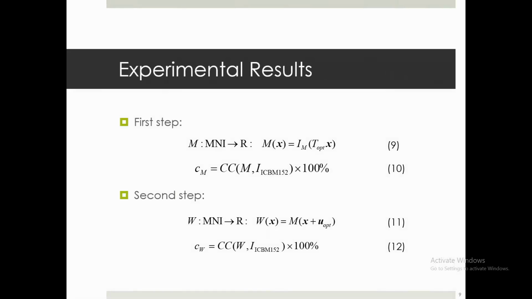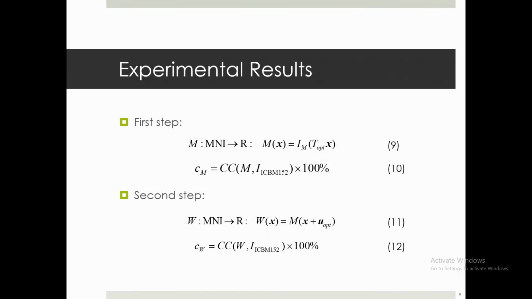So we use the template of the ICBM 152 atlas as the fixed image of our method. First, every image of our image base was registered with the template by using the affine transformation optimally computed by the rigid registration algorithm proposed by Etemadi et al. in equation 9. Then the cross-correlation ratio between gray levels of ICBM 152 and M was computed as a similarity measure for assessing the registration performance as equation 10.